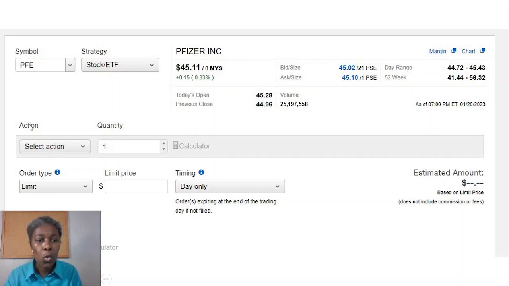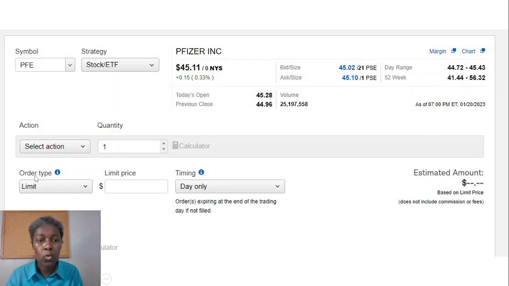So you will come down and there is action section, and under action section you will click on the drop down menu and select buy, and you'll update the quantity. And after you set the limit price, you can come back and update the quantity as well if you want to.